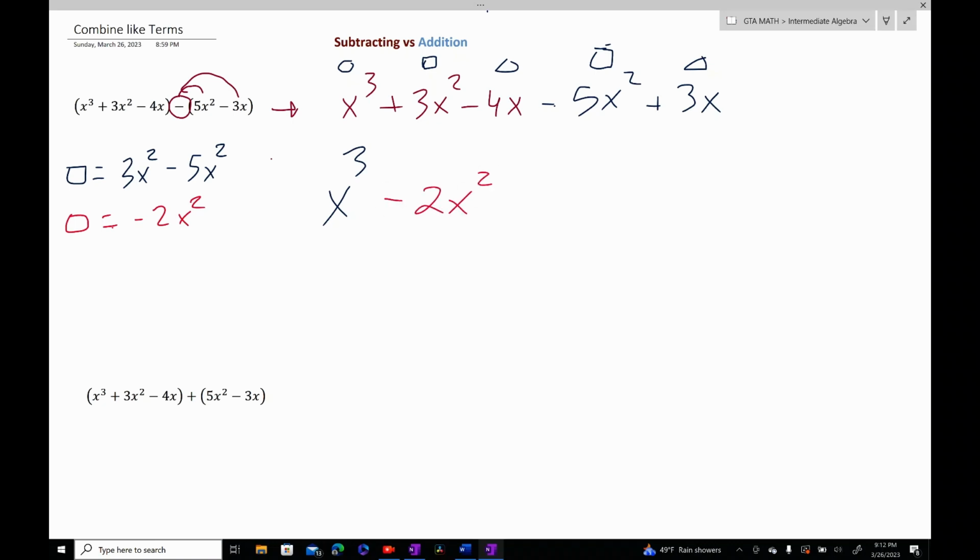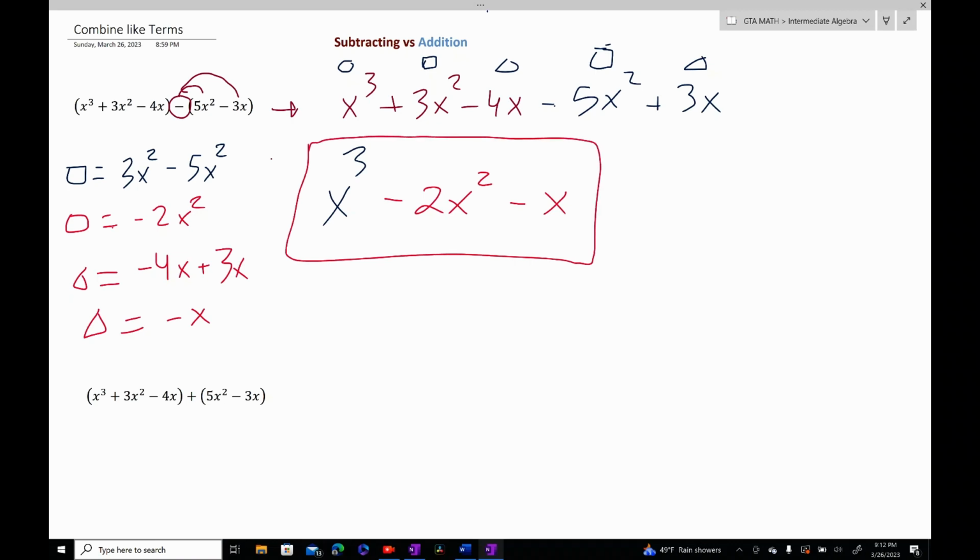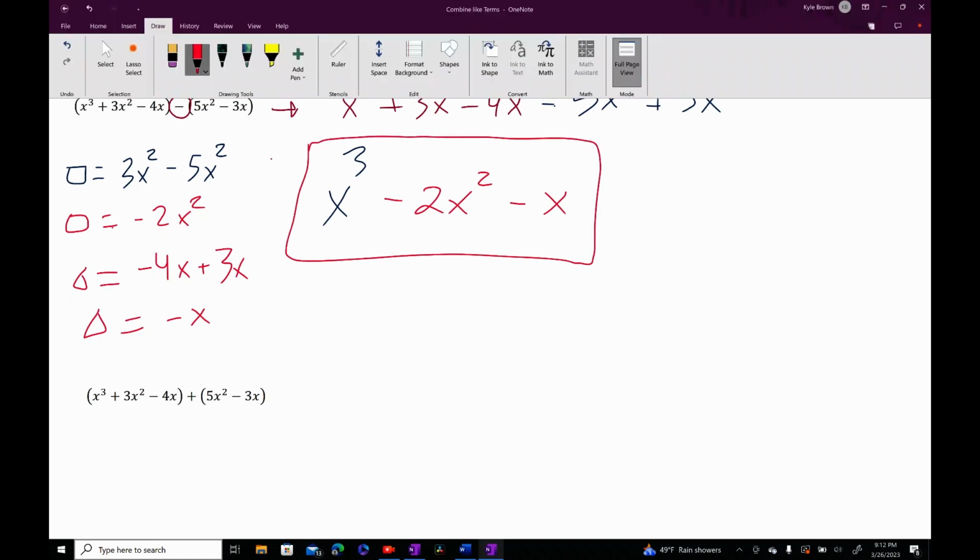Minus 2x squared. And then our last term, we have negative 4x, and these are going to be our triangles. So we got negative 4x plus 3x, and that equals negative x. So we got minus x. This is our final answer.